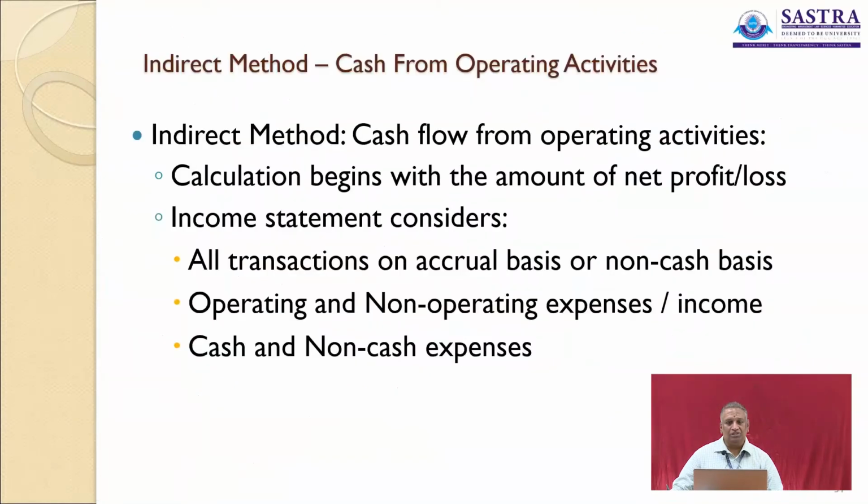Now let us move on to the next method. Calculation of cash from operating activities using the indirect method. That means in the income statement or P&L account, all cash as well as non-cash items would have been claimed. Supposing this is your P&L account, you would have debited even depreciation, provision for various purposes, taxes, goodwill written off, transferred to reserves. These are all some of the non-cash items.